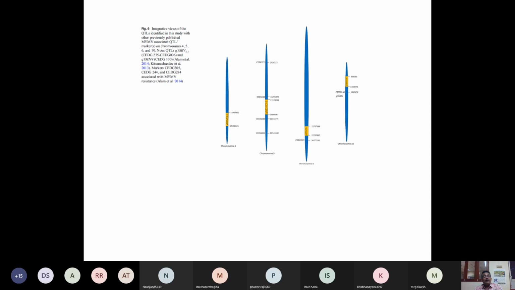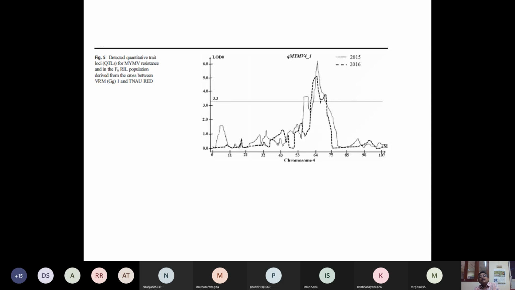This shows how the resistance was mapped, how the QTLs were identified, and how they look. Again, you have to choose the peak of the QTL, the right flanking and left flanking markers, the distance between them, and also the difference between seasons. You can see all those things.